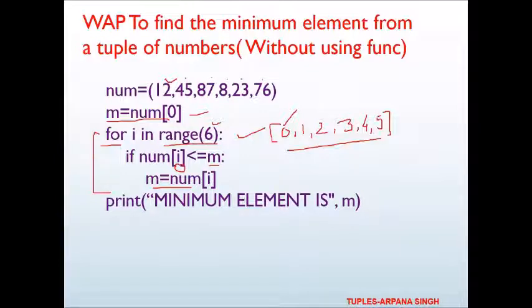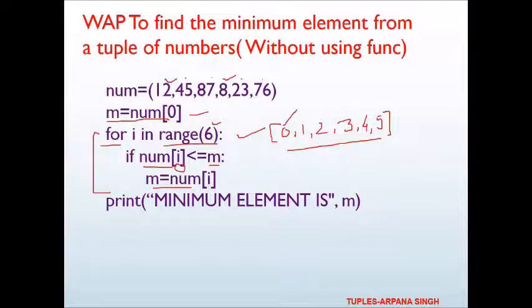So initially m is 12, so 12 is less than or equal to 12, so m will remain 12. Next time, 45: this condition will be checked by keeping 45 here at num, and m is 12, so 45 less than 12 is false. Next time it will pick up 87, and 87 less than 12 is again false.